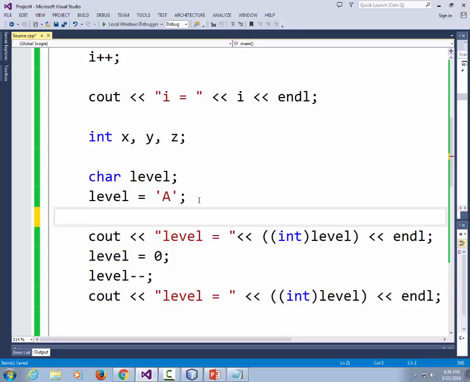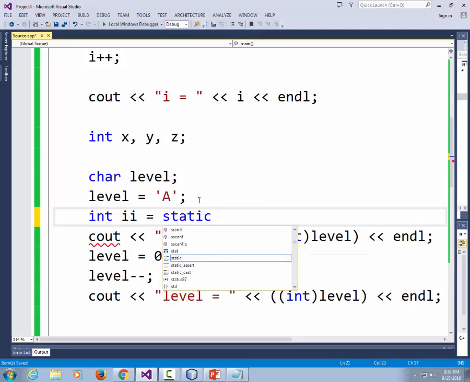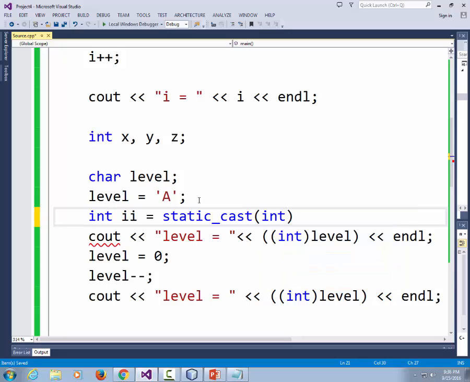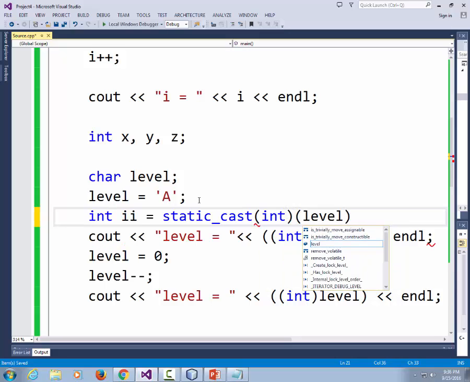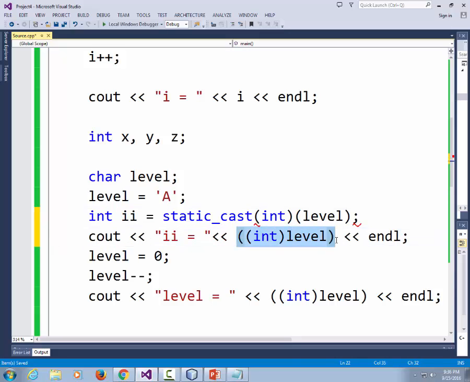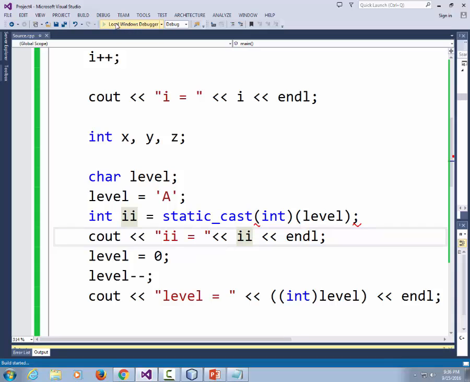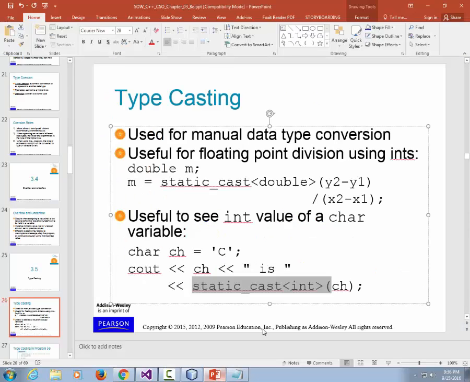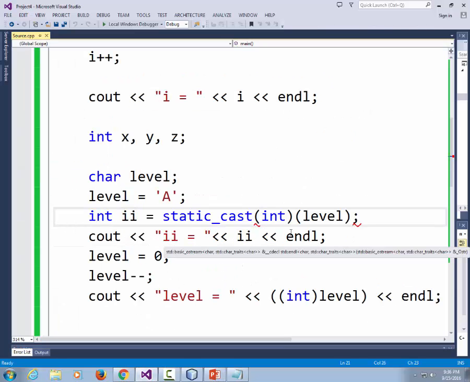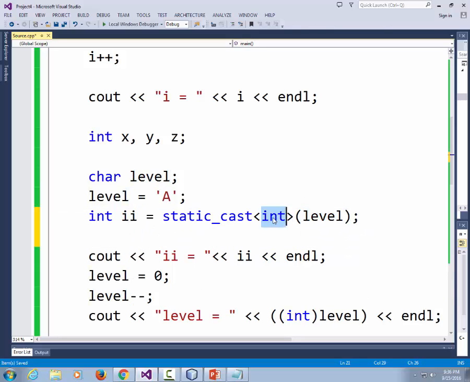So if we convert that to an int, and we use static cast, and then we print i out, it's going to print 65. Or it's going to give me an error because I got the wrong syntax. Static cast uses angle braces, not parentheses. What is static cast? That's just converting. It takes whatever's in here and converts it to that data type.